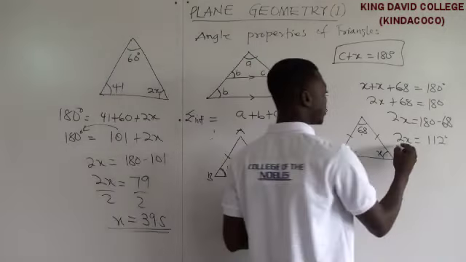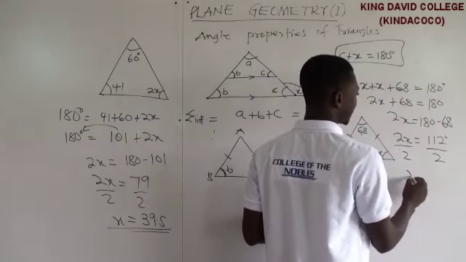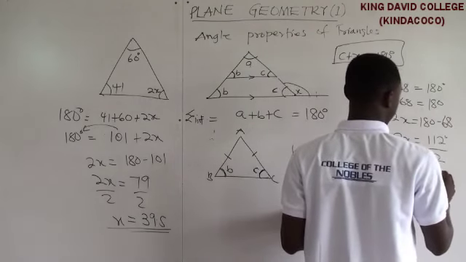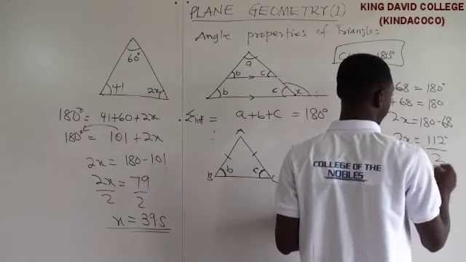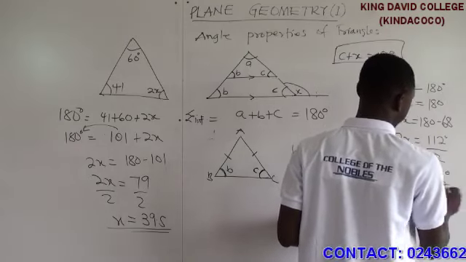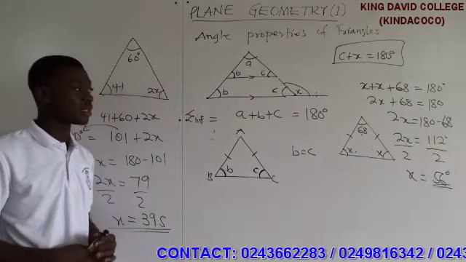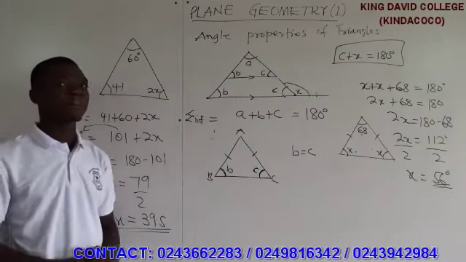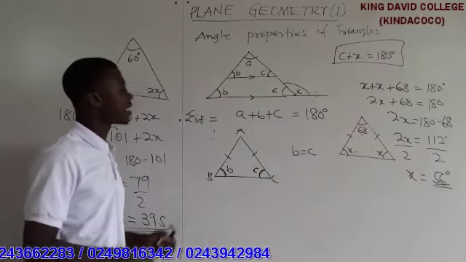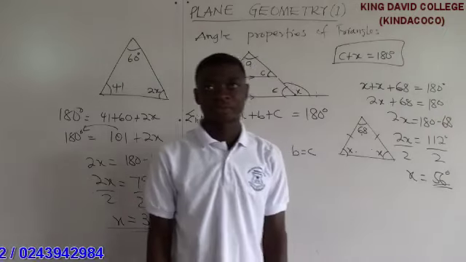So when you divide by 2, 2x divided by 2 is x, and 112 divided by 2 is 56. So x is going to be 56 degrees. When you have that, it becomes very, very simple. So that is for the isosceles triangle.